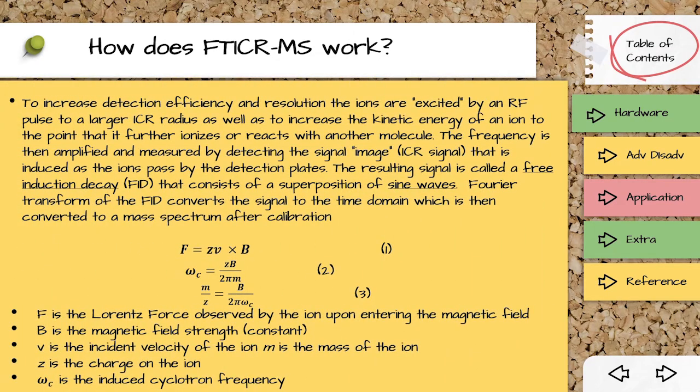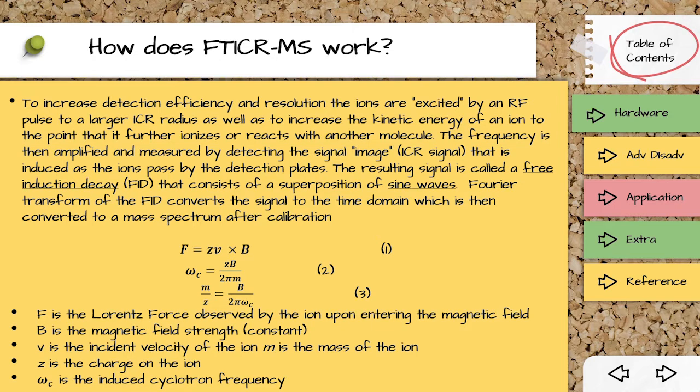To increase the detection efficiency and resolution, the ions are excited by a radio frequency pulse to a larger ICR radius, and the cyclotron frequency is then measured by detecting an image current that is induced as the ions pass by the detection plate. The resulting signal is called a free induction decay (FID) that consists of a superposition of sine waves. Fourier transform of the FID will convert the signal from the time domain to the frequency domain, which is then converted to the mass spectrum after mass calibration. This can be shown by equation 3.